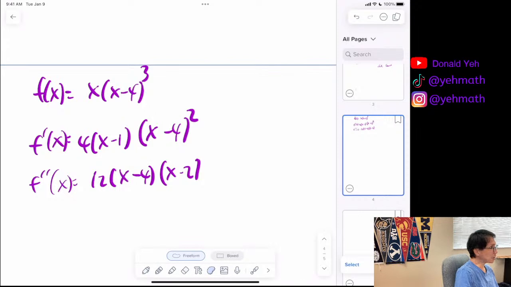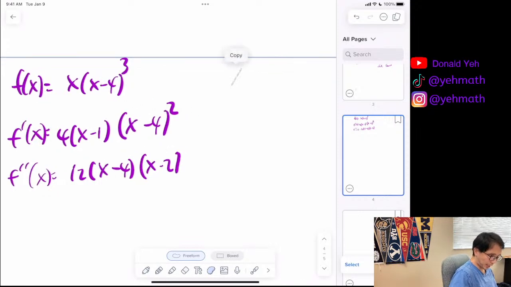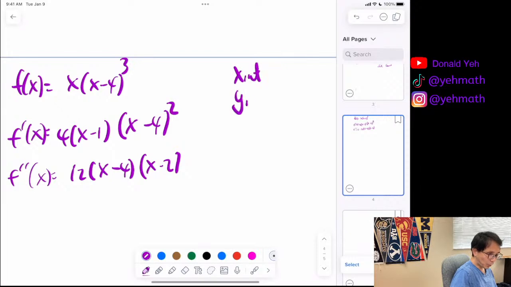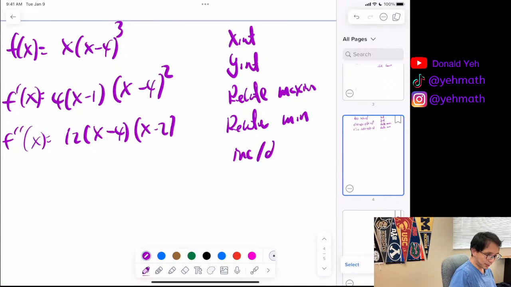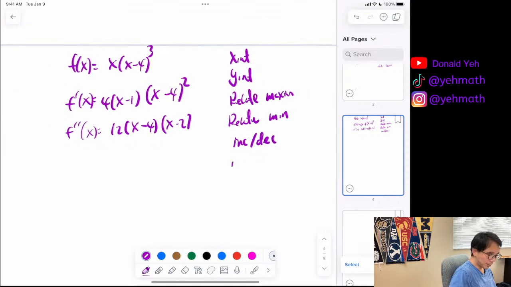What I want you to do is find the coordinates of all these points: the x-intercept, y-intercept, relative maximum, relative minimum, and also find the intervals of increasing versus decreasing, which the number line test will help you with. And also the inflection points, and also find the concave up and concave down intervals. After you find this information, I want you to graph it from scratch. So you don't have a calculator. You're going to graph everything from scratch. Okay? So let's do it.